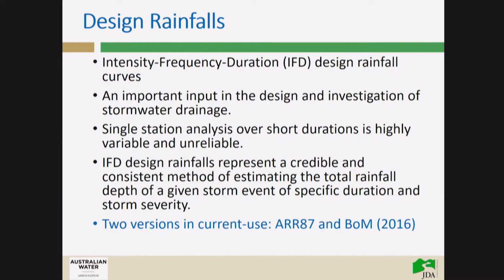Now, they're used because using a single station nearby to your region of interest isn't reliable, so we have these IFD tables, and they're a consistent method for estimating total rainfall depth for a given storm. Now, there are two versions in current use, ARR 87, the old version, and the BOM 2016. And the ARR 87 are slowly being phased out, not yet, no one knows when they'll be. And in between there was an interim BOM 2013, and they're now superseded by the BOM 2016.